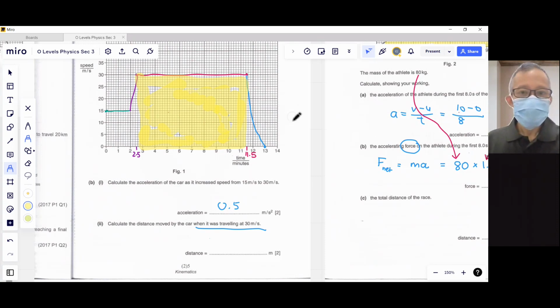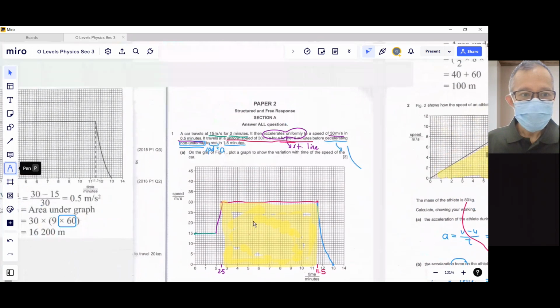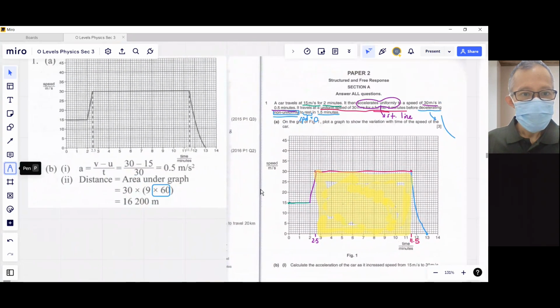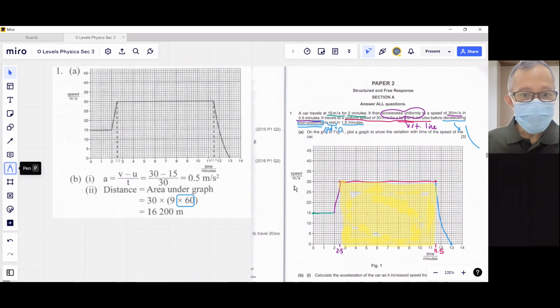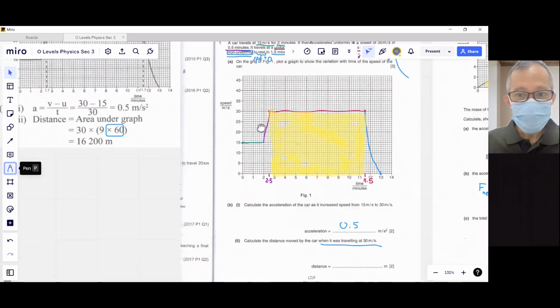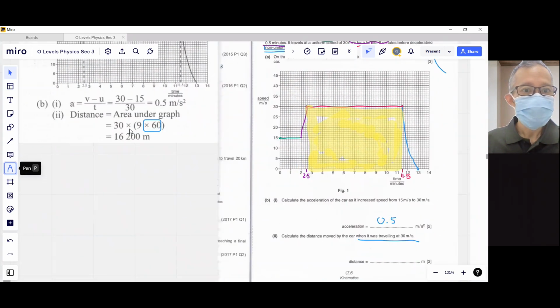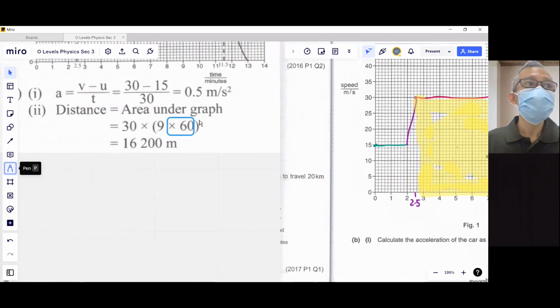Yep, good. Let me double check the 0.5. I think you're right. 0.5, 270. Oh, you didn't convert the minutes. Okay, 0.5 is right, but you didn't convert minutes to seconds. Yeah, I missed that too, so don't be careless. Okay.